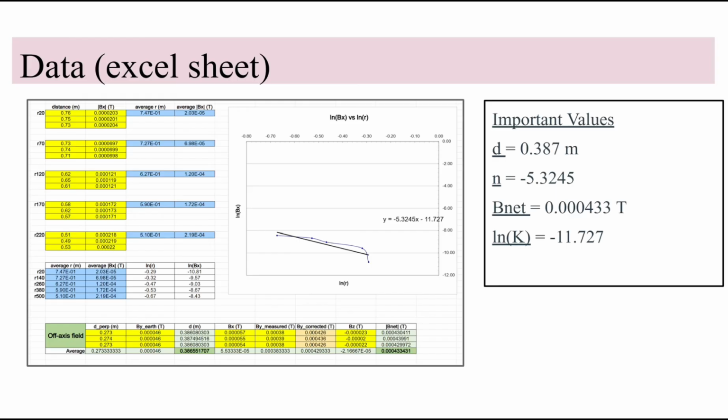While the expected n value is negative 3, my value of negative 5.3 suggests that the field dropped off much faster than predicted in my specific environment. For the off-axis field, I measured an average d of 0.387 meters, resulting in a net magnitude of 4.33 times 10 to the negative 4 Tesla.